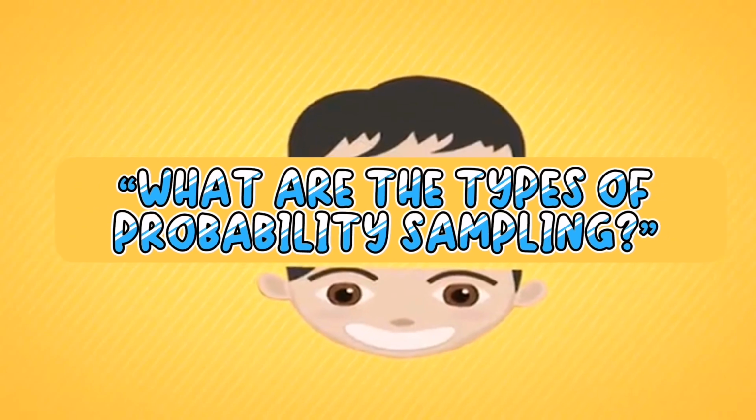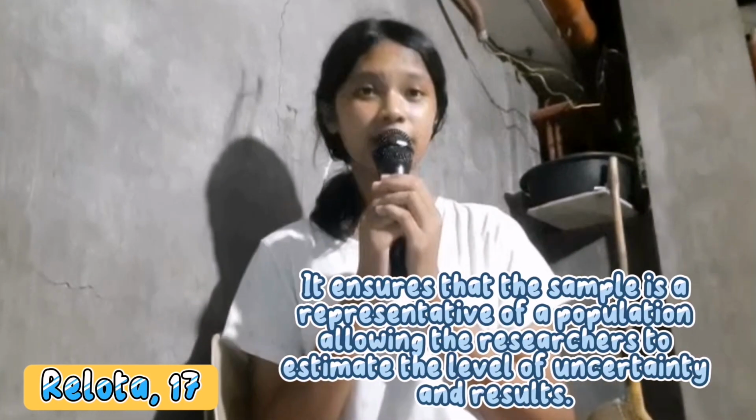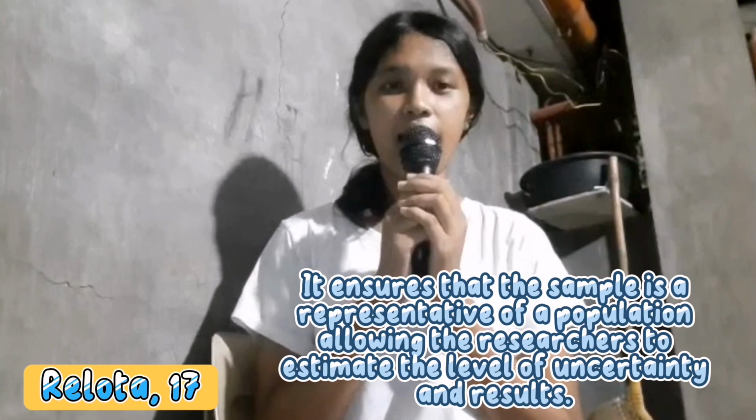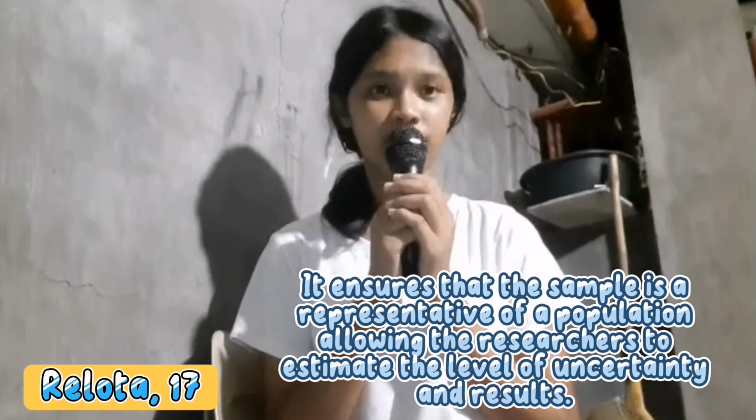What are the types of probability sampling? Probability sampling is widely used in research. It ensures that the sample is representative of the population, allows researchers to estimate the level of uncertainty in the results, and makes it possible to generalize the findings to the population.